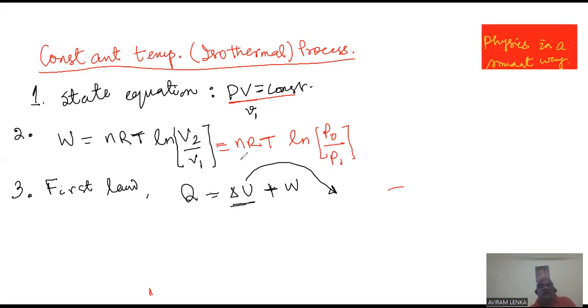So thereby, delta U depends upon temperature change, that is delta T, because delta U has a formula, that is nCv into delta T. And when delta T is zero, there is no temperature change. Temperature change is not permitted. So delta U equal to zero. The moment delta U equal to zero, Q becomes W.